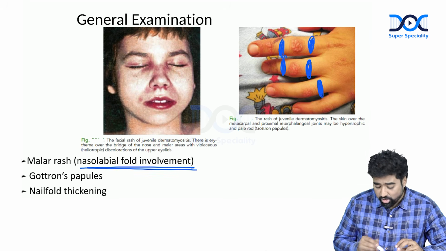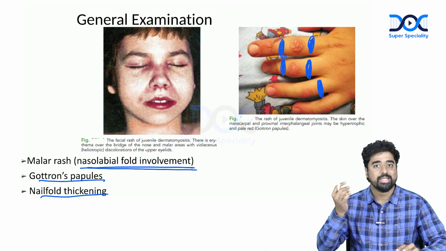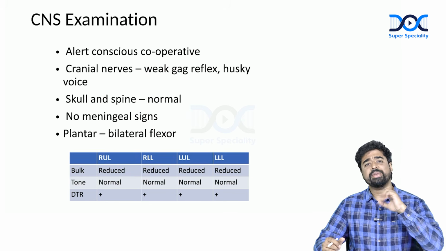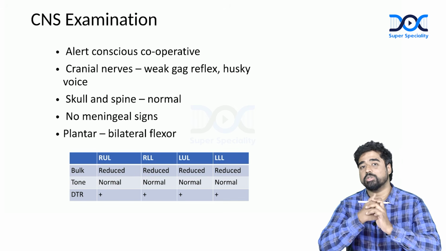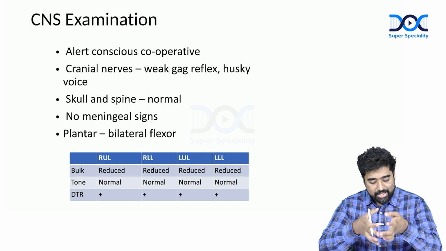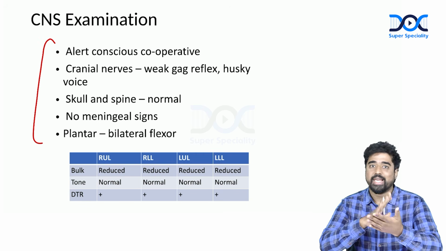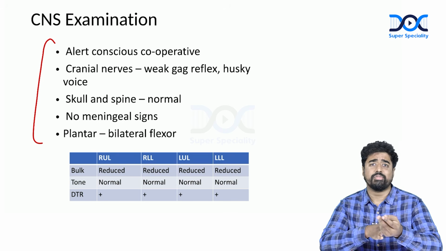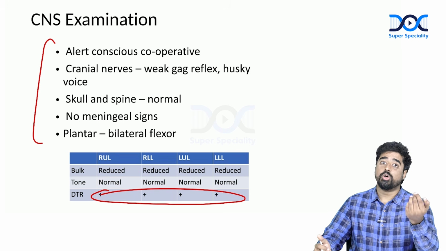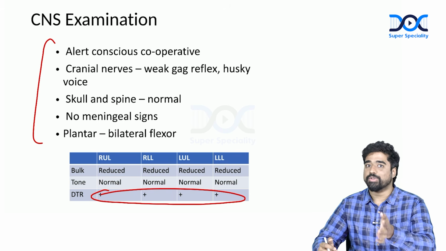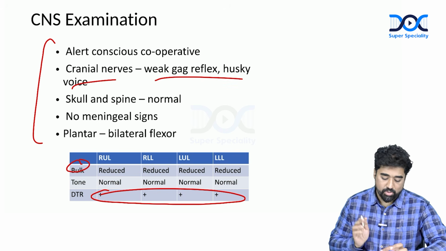So nasolabial fold involvement not always, but more as you compare it with SLE. Gottron papules and nail fold thickening are also seen. CNS examination is important because of the differentials, the various muscular, neuromuscular and neurological causes. But here, almost all of the examination shows that there is no LMN or UMN lesion. There will be decreased reflexes, but it's 1 plus, not 0. It's 1 plus not because of an LMN lesion, but because of the muscle weakness itself. Same with the bulk, same with the weak gag, husky voice, etc.